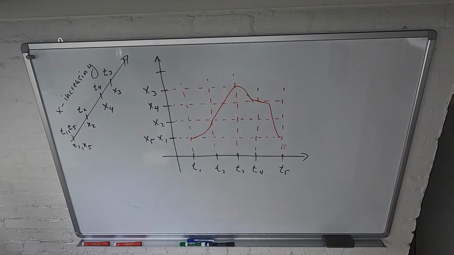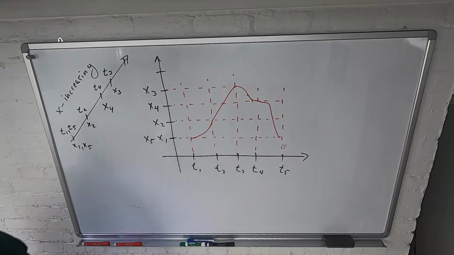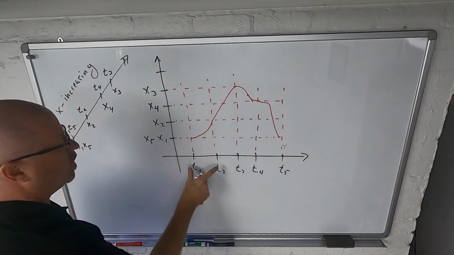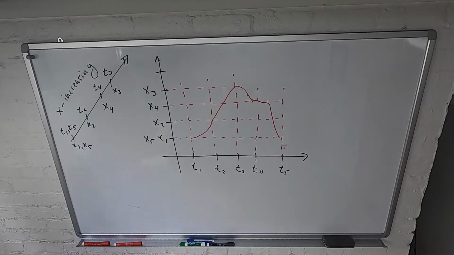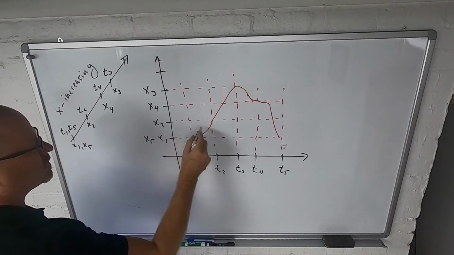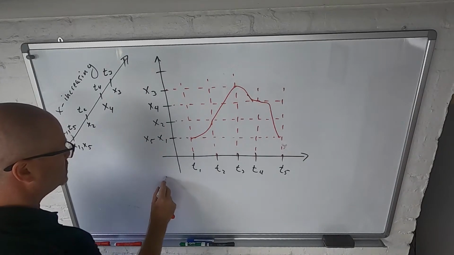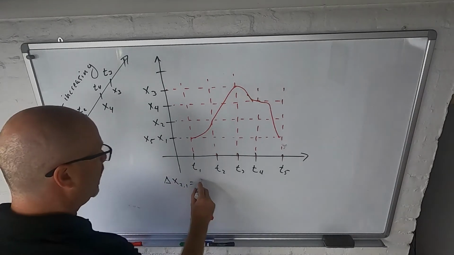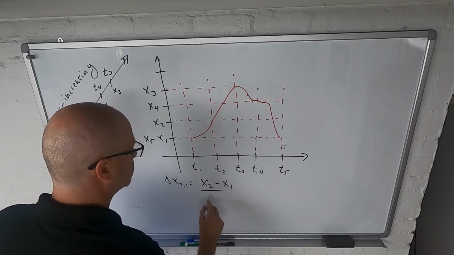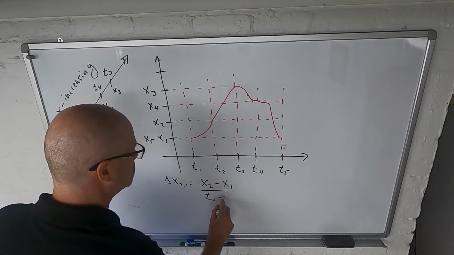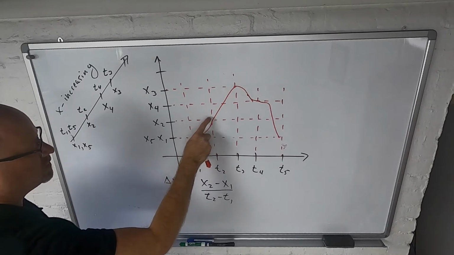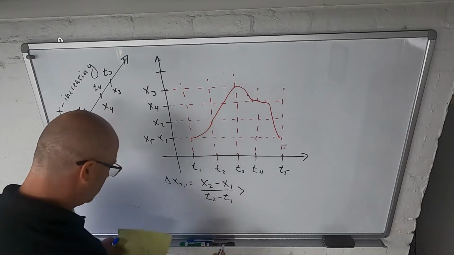Okay, so let's look at our average velocities. So the average value of my velocity is indicated by the change in my position over a change in time. So the average velocity is going to be the change in my position from x1, let's say, to x2. So delta x2 to 1 is going to look like x2 minus x1 over t2 minus t1. So here I'm increasing my position, and time is of course always increasing, so this is greater than 0.